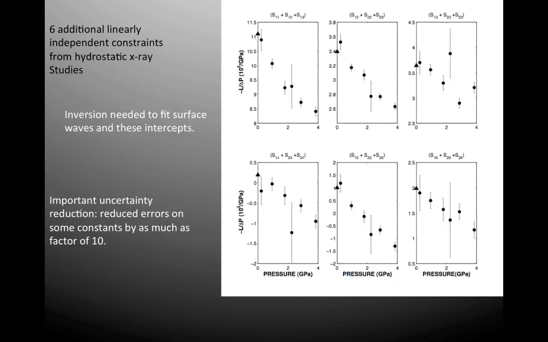So here's how Ross Angel determined these constraints. You measure the strains in directions as a function of pressure. The horizontal scale is pressure, the vertical scale is strain, and there are 6 different strains for this triclinic crystal that you can measure, and the linear slope through those determines a value for the S's.